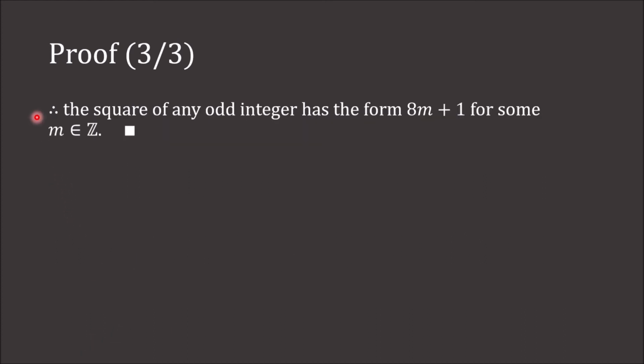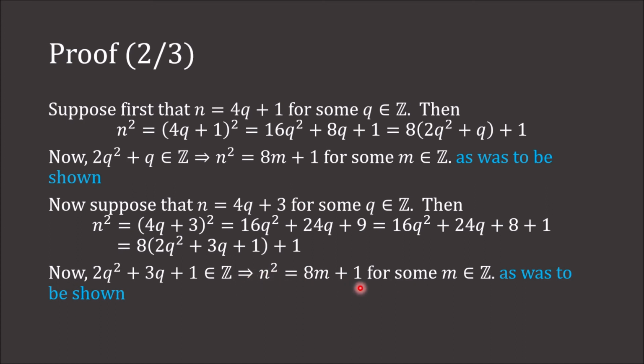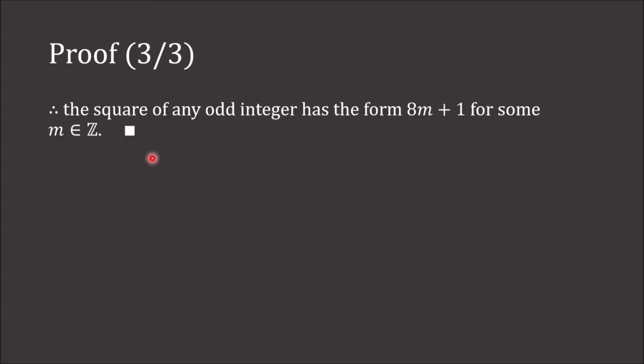So in both cases, we've shown that we can write n squared as 8 times an integer plus 1. And so the square of any odd integer has the form 8m plus 1 for some integer m. And the proof is complete. So in this lesson, we looked at divisibility, the quotient-remainder theorem, and then learned a new technique of proof known as division into cases. And so that concludes our study of divisibility.